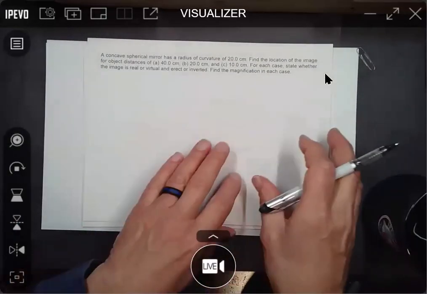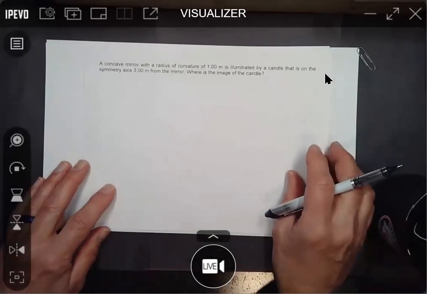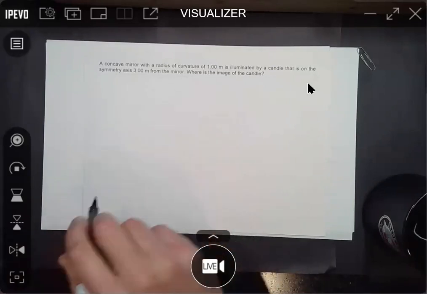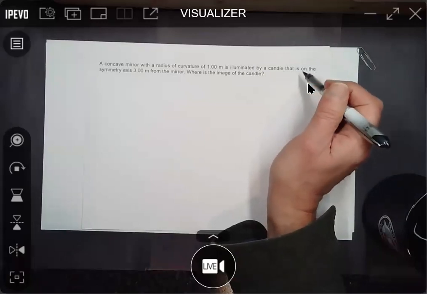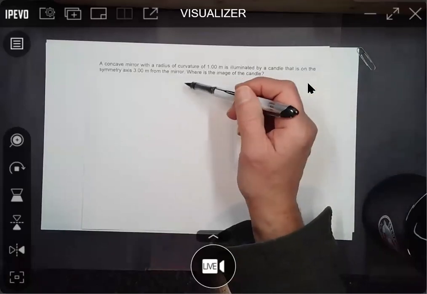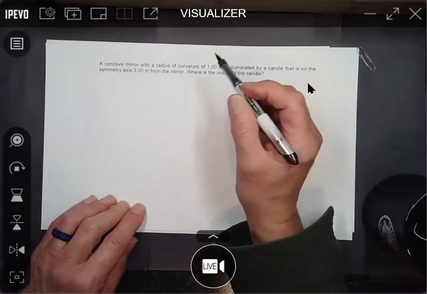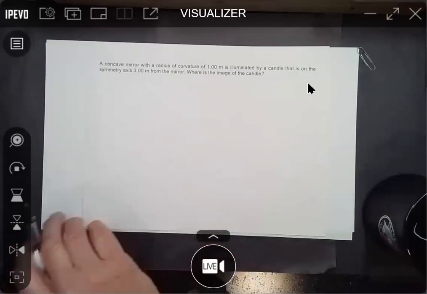Okay, oh, that's that same one we did earlier. So that was the one that's duplicated in there. Okay, a concave mirror with a radius of curvature of 1.00 meters is illuminated by a candle that is on the symmetry axis. That's something that they talk about on these things. 3.00 meters from the mirror.